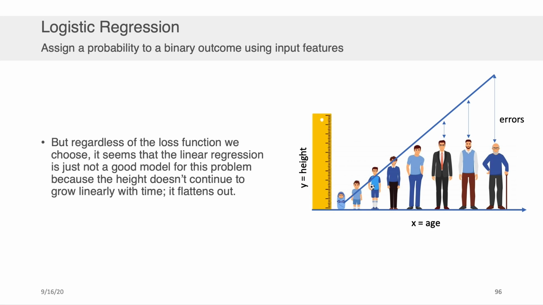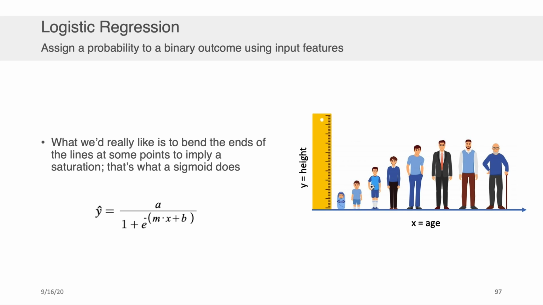Okay, well, we spent the last several minutes speaking about regular linear regression, very simple linear regression. But the problem with the linear regression was that regardless of the loss function we chose, it seems that it's just not a good model for the problem that we wanted to solve, because height doesn't continue to grow linearly with time. After we get to a certain age, we actually shrink a little bit. And so the problem with a model that's linear is that the errors on these individuals who are in their adulthood or their elder years is really high. That provides some indication that the form of the model, of this particular parametric model, may not be the best one for the task at hand.